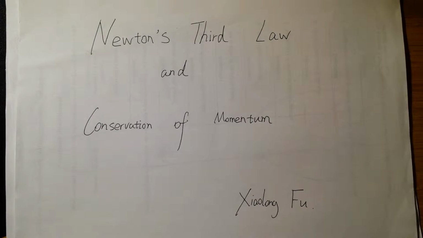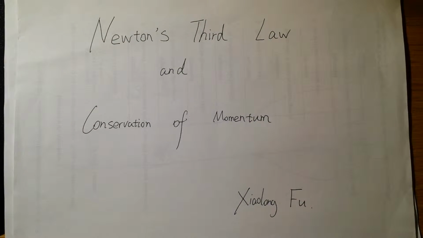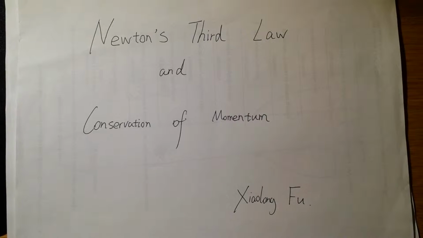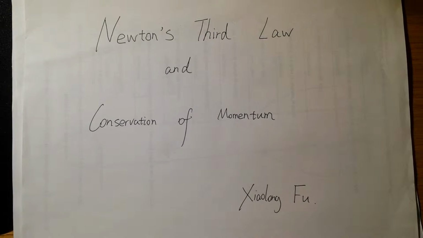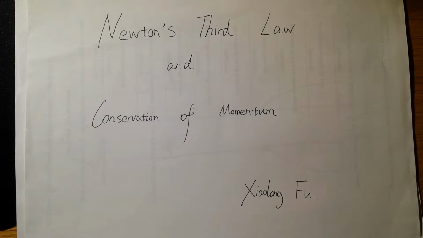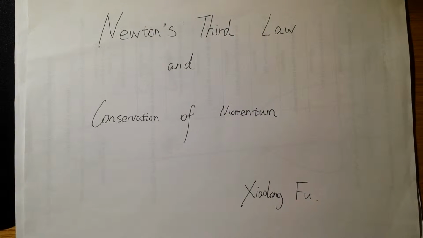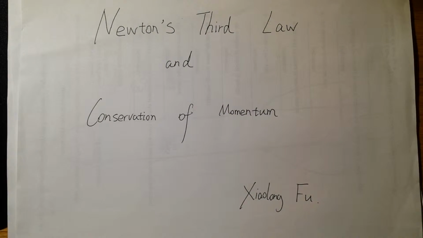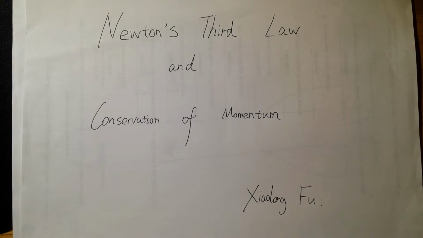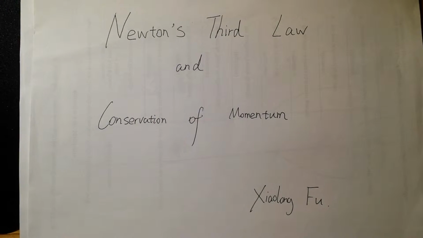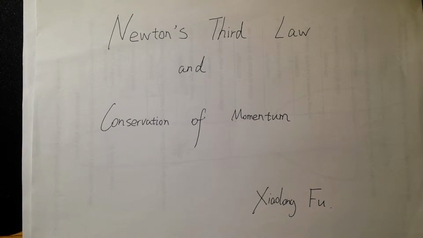The extra credit video project I'm doing is about Newton's third law and conservation of momentum. Newton's third law is when one object exerts a force on a second object, the second object also exerts a force that's the same in magnitude but opposite in direction to the first object. And conservation of momentum means the momentum of the system is constant if there's no external force acting on the system.